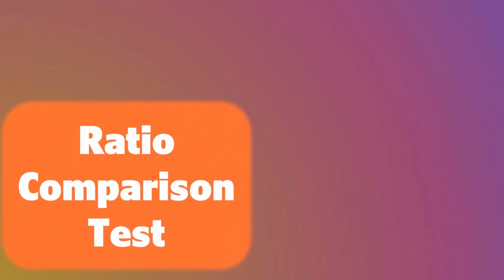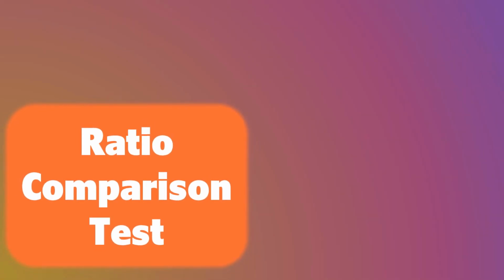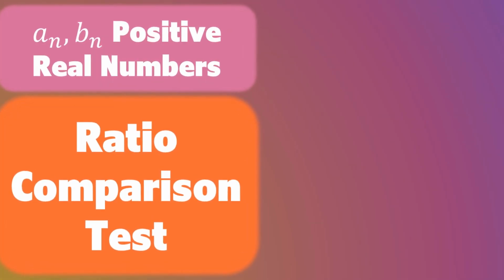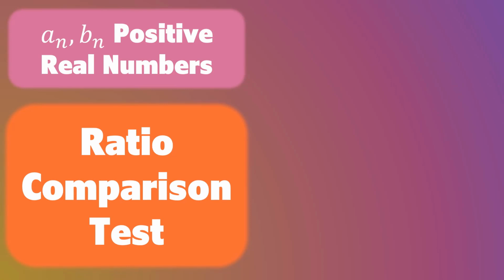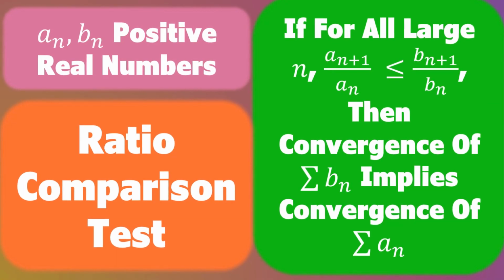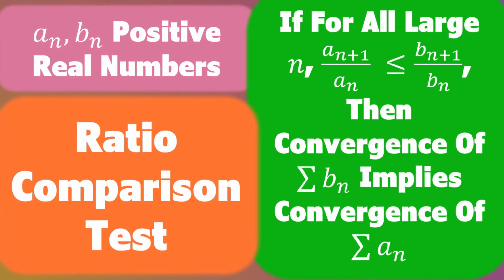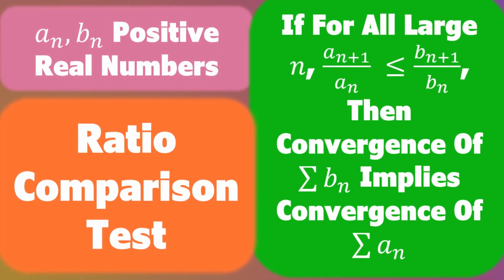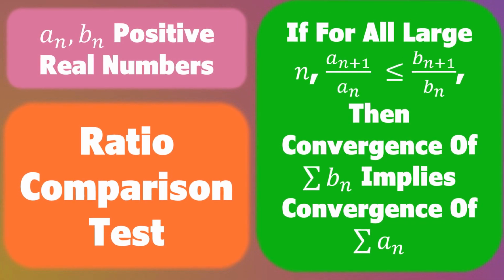Now let's discuss the ratio comparison test. Suppose that a sub n and b sub n are positive real numbers for all n. If, for all large enough n, a sub n plus 1 divided by a sub n is less than or equal to b sub n plus 1 divided by b sub n, then the convergence of b sub n implies the convergence of a sub n.